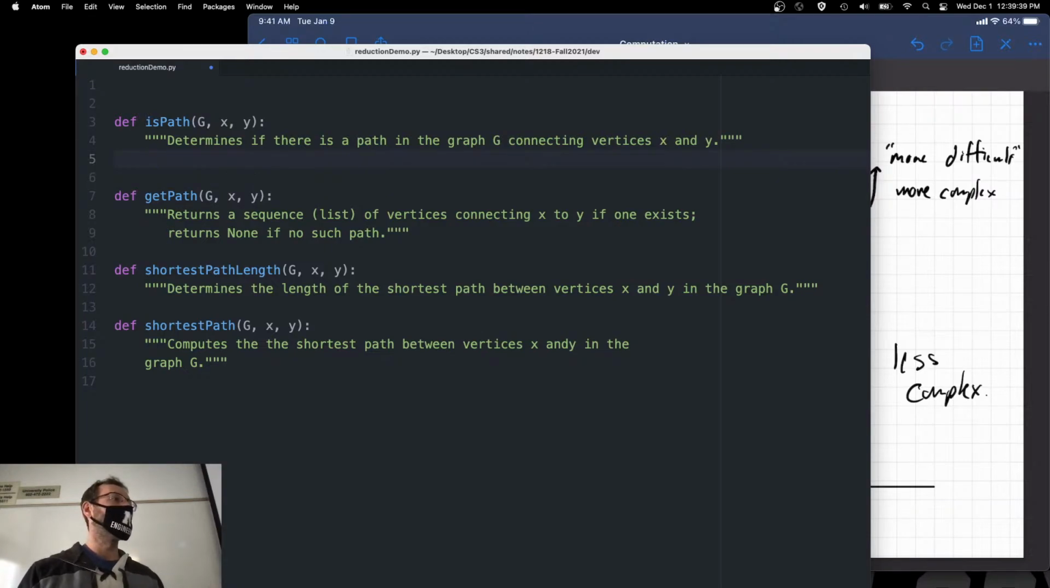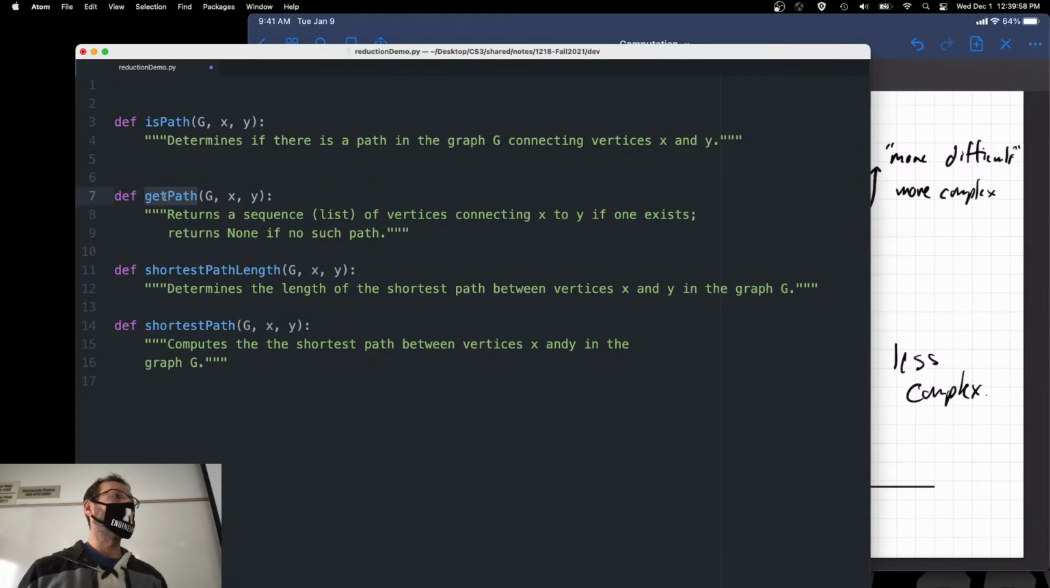Yeah, go ahead. Are we assuming that G has a list of different edges? I don't care. It's NetworkX. Let's say G is a NetworkX graph.